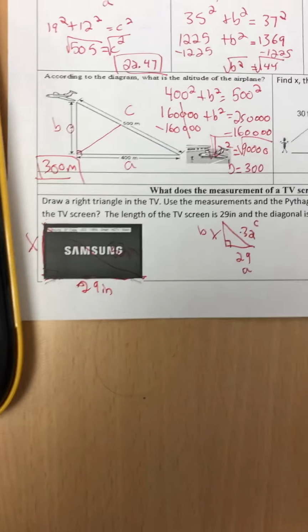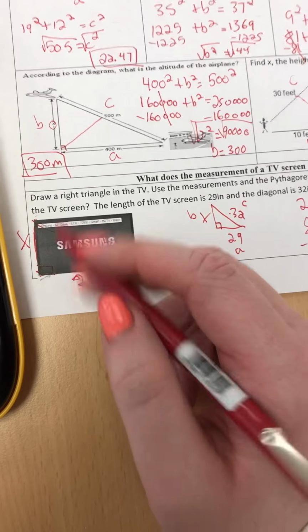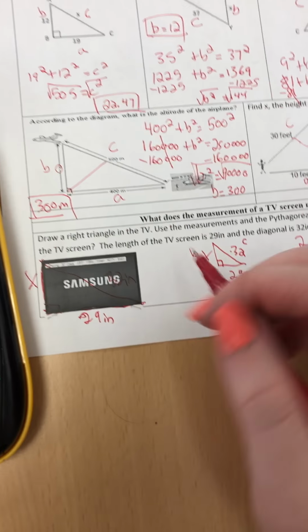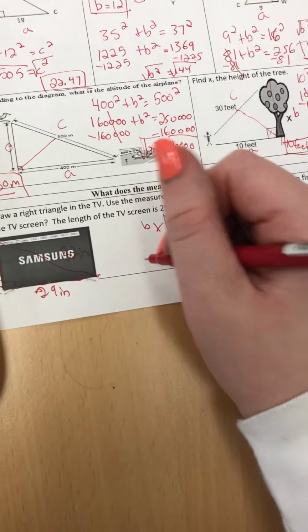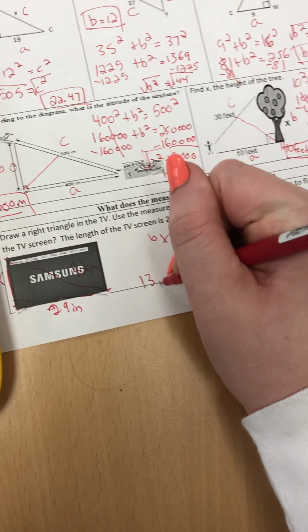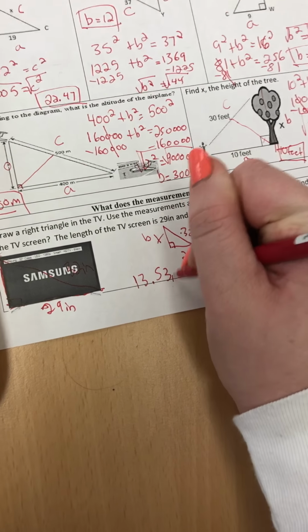Okay, but let's put this back in context. So they were looking for the height, and our unit is in inches, so our height is 13.53 inches.